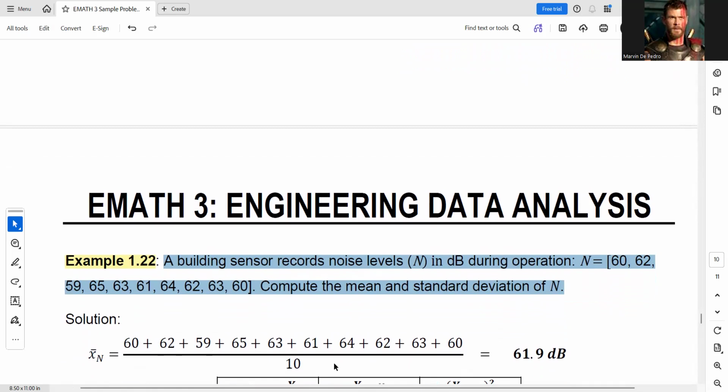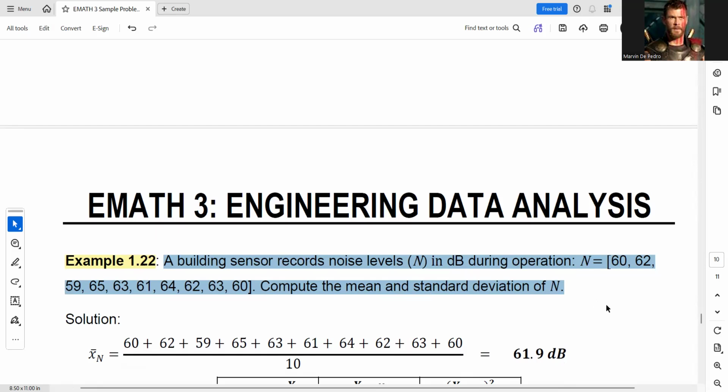So add them together and then divide by 10, that is 61.9. And since the unit is decibel, we use that unit. And that's for the mean. We now have the mean as 61.9 decibels. Now, the other one being asked in this problem is the standard deviation.